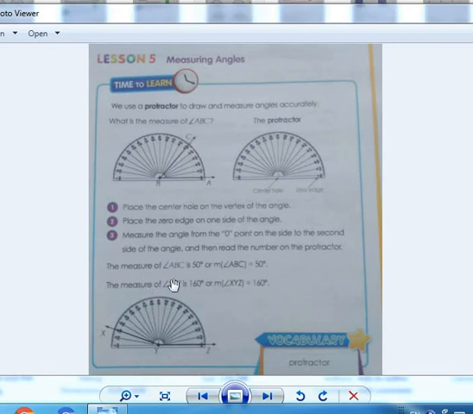If I measure the angle XYZ, I put my protractor's center hole on the vertex Y and the zero edge on Z, and read from 0 until I get to the next side. Here you will read 160 degrees. When I say ABC is 50, it's what? Acute angle. And when I say it's 160, it's what? Obtuse angle.